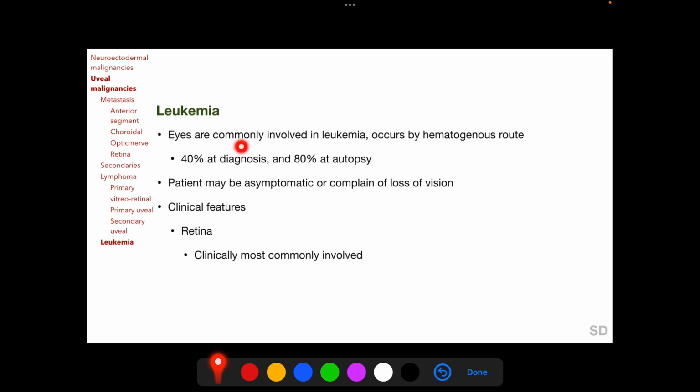Eyes are commonly involved in leukemia, usually through a hematogenous route. Patients may be asymptomatic or complain of loss of vision. Clinically, retina is the most commonly involved structure, and retina can be involved in leukemia either due to secondary effects of anemia, thrombocytopenia and hyperviscosity, or due to direct infiltration of the retina by leukemic cells, or due to infections of the retina from immunocompromise.